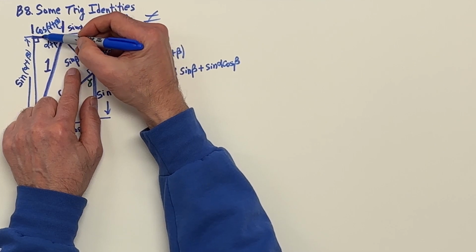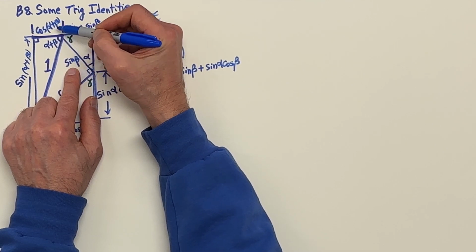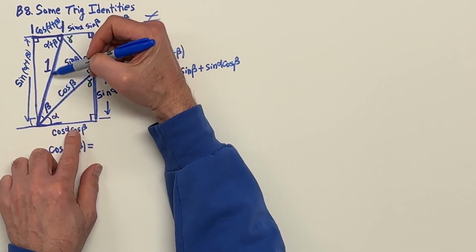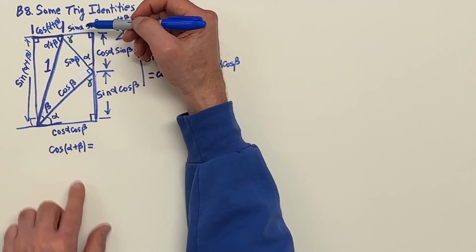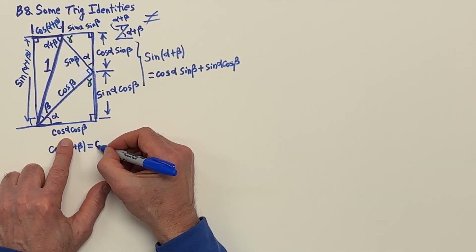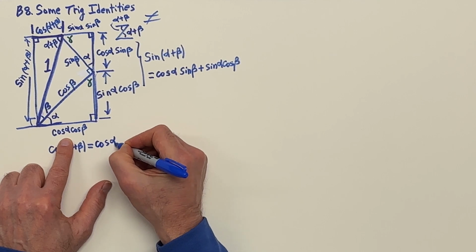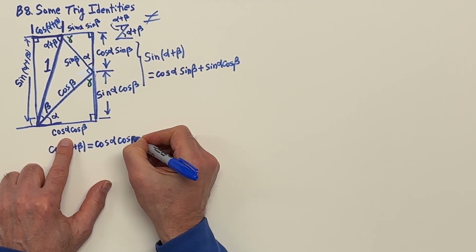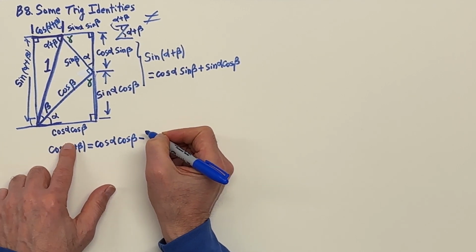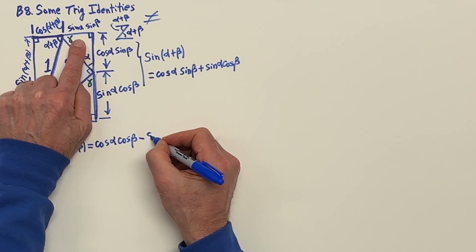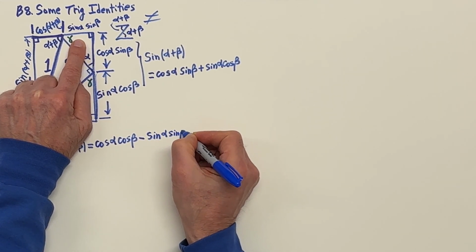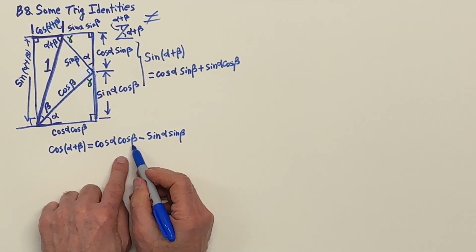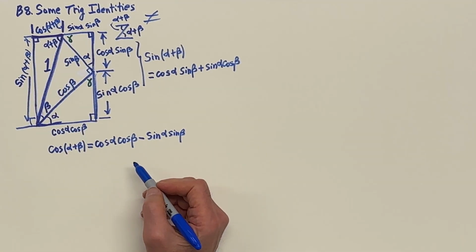So to get the cosine of the sum angle, you're going to take this big one down here and subtract this piece here. So the big one down here is cosine alpha, cosine beta, and we're going to subtract this piece here, sine alpha, sine beta. It's kind of a neat formula, cosine of each angle, sine of each angle.